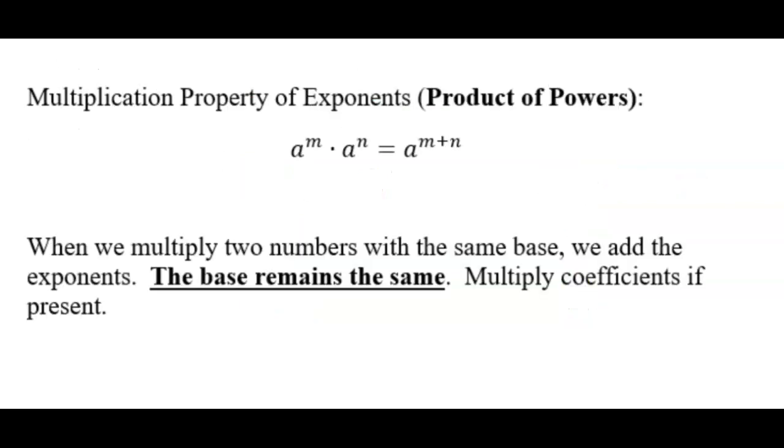When I multiply any base with an exponent, or any monomial, times the same base but a different exponent, I can simply add those exponents together. So the product of powers rule is that when we multiply two numbers with the same base, we add the exponents. The base remains the same. And then if there would be coefficients in front, if there would be a 4 here and a 2 here, I would multiply those. That would be 8 if it was 4 and 2.